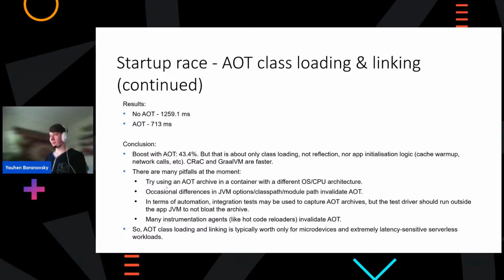And overall, it's up to you to judge whether you are ready to spend more effort to modify your continuous integration and delivery pipeline to integrate AOT archive creation or not. But in any case, when the AOT archive is not usable by the current JVM, it's able to just start as usual, reloading all the classes from scratch as a fallback. So it will not fail. It will just start as usual, slower.